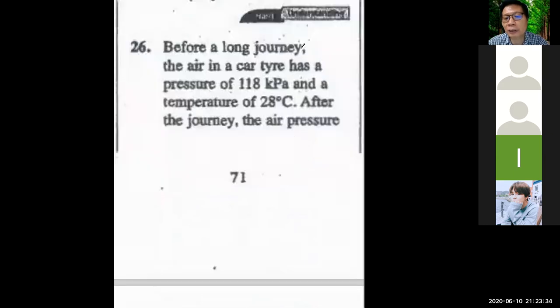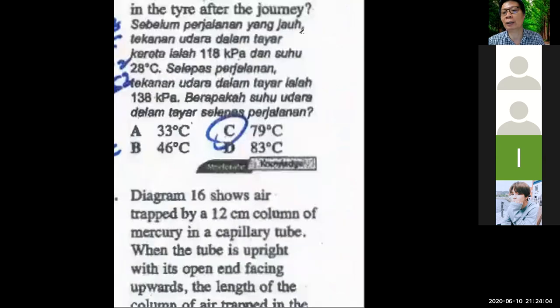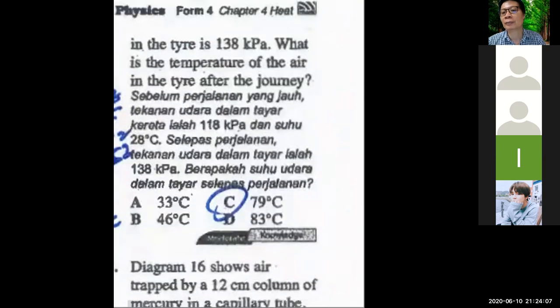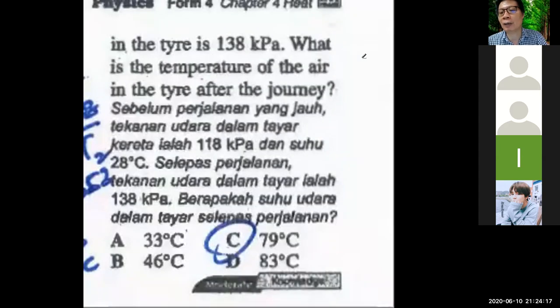Question 26, calculation again. Before a long journey, the air in the car tire, the pressure is 118 kilopascal, temperature 28. Temperature also low, right, before a long journey. After a long journey, sure the temperature goes up, pressure also goes up and the tire becomes hot. When the tire becomes hot, the pressure also becomes higher. Now the pressure becomes 138 kilopascal. What is the temperature of the air inside the tire after the journey? They ask you to find the temperature.